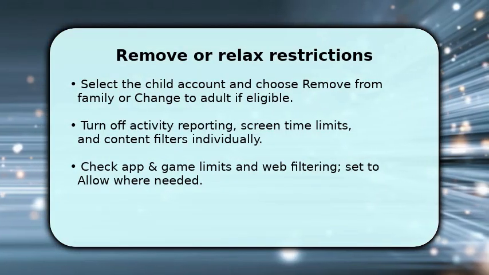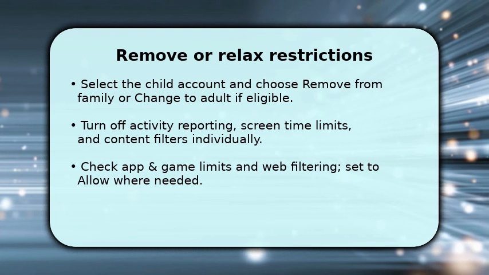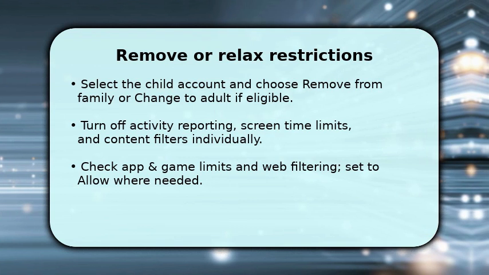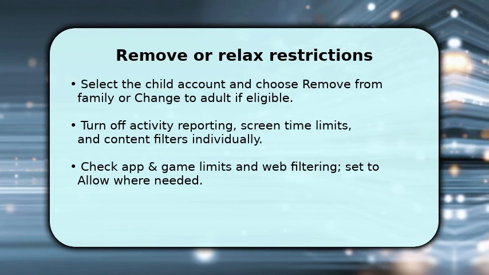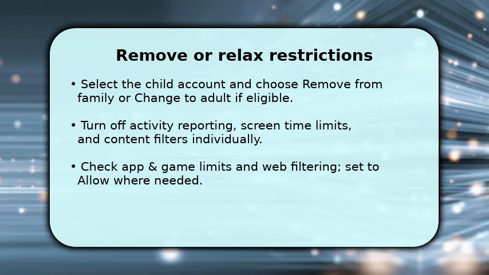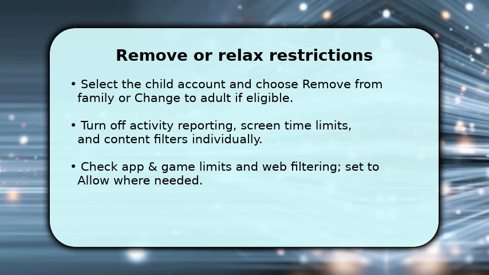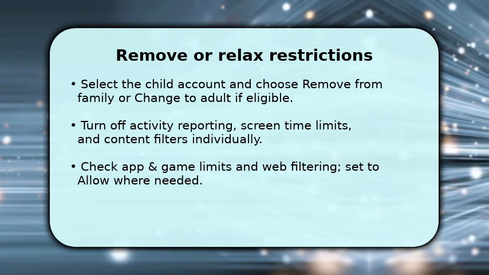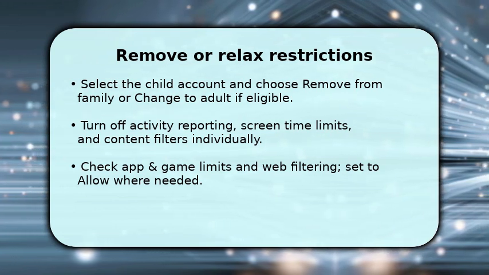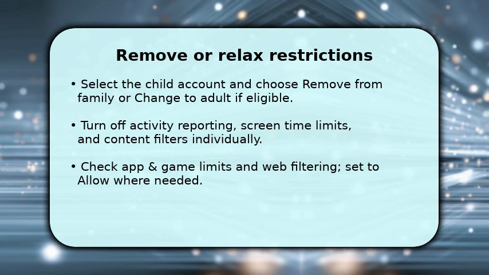Once you've opened the Family Manager page, select the child account and choose Remove from Family if you want family safety fully off, or change to Adult only if the account qualifies. Make sure to explicitly disable activity reporting and screen time limits. These are separate toggles. For content filters and app or game limits, open each category and set them to Off or to Allow. If the account is managed on the Microsoft site, make changes there and wait for them to sync back to the PC before moving on.